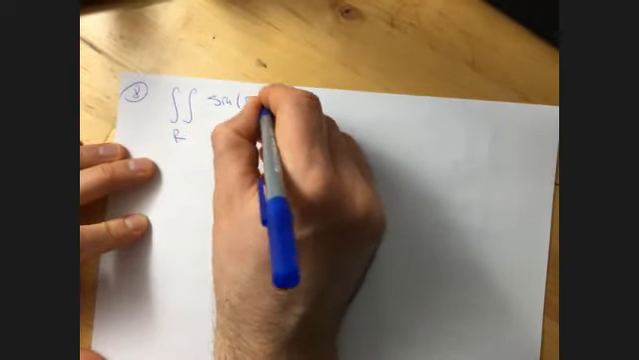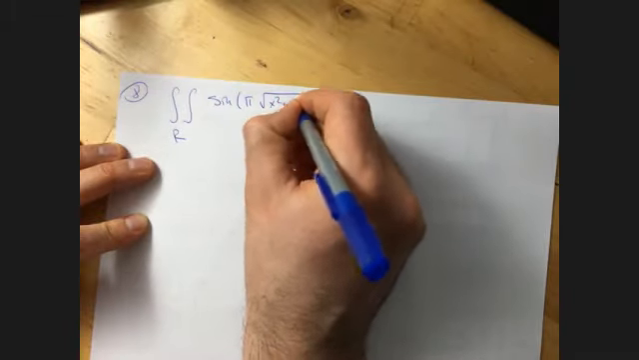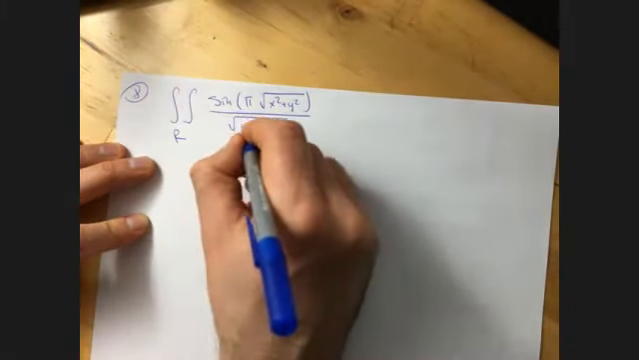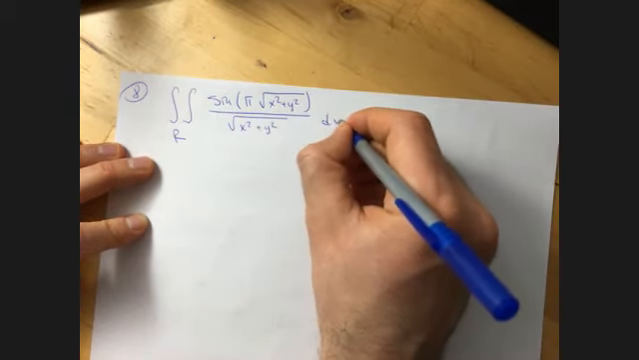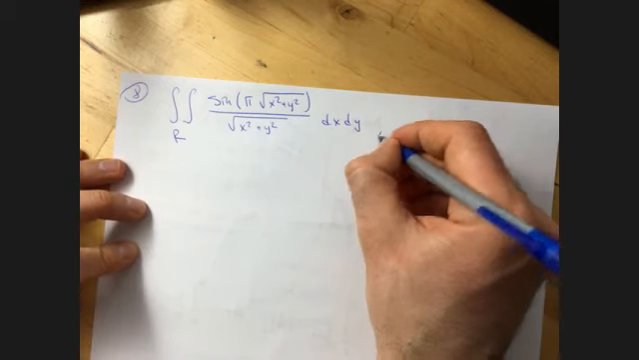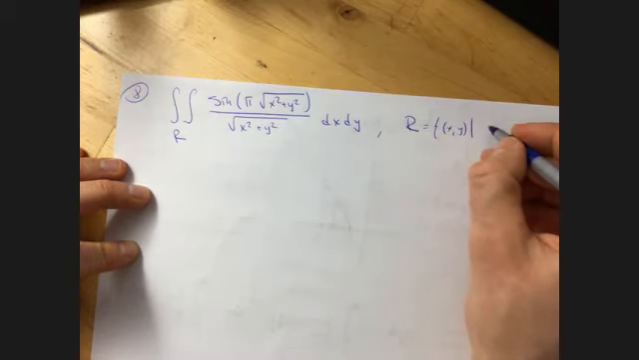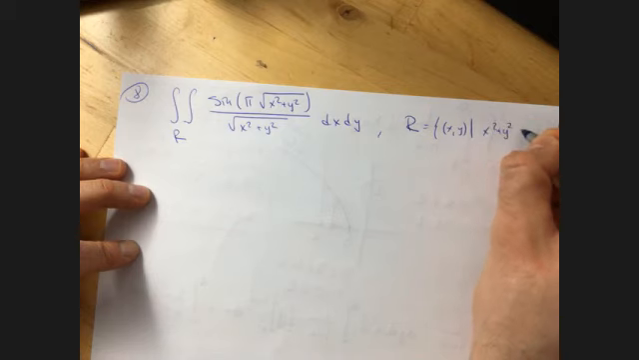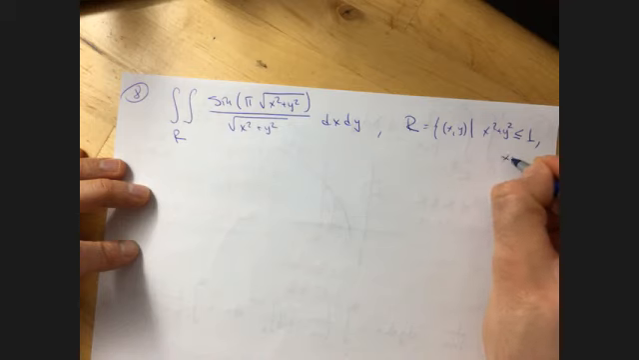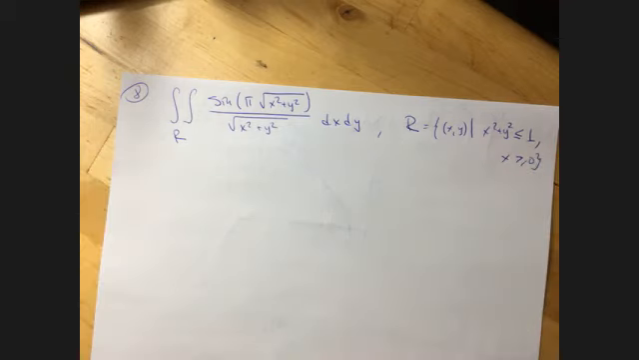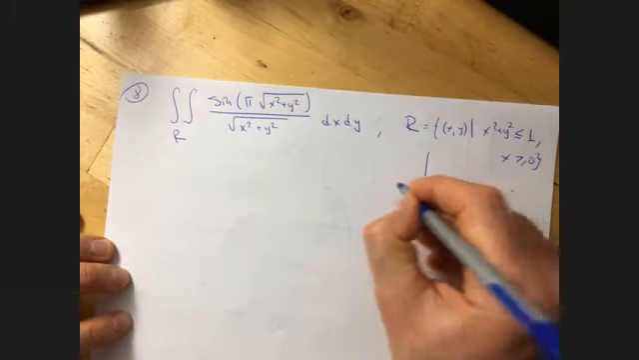Problem 8. So we're evaluating the integral of sine of pi times the square root of x squared plus y squared, over the square root of x squared plus y squared, dx dy, where R is the region where x squared plus y squared is less than 1 and x is greater than or equal to 0. Okay, so what is this region?